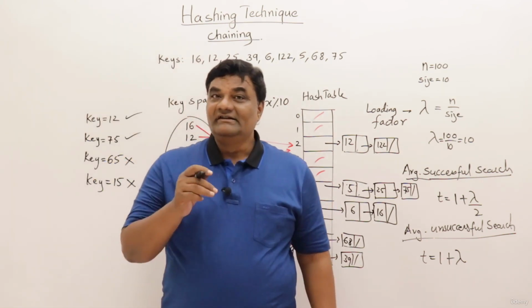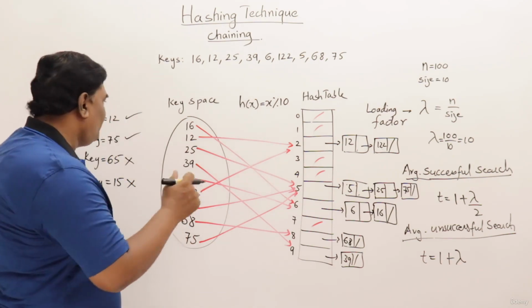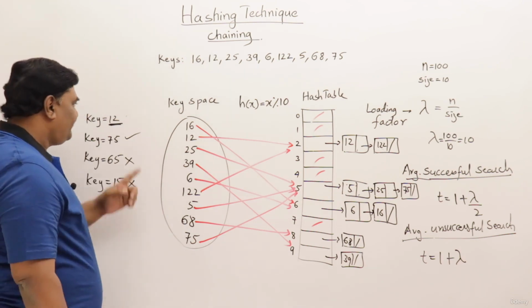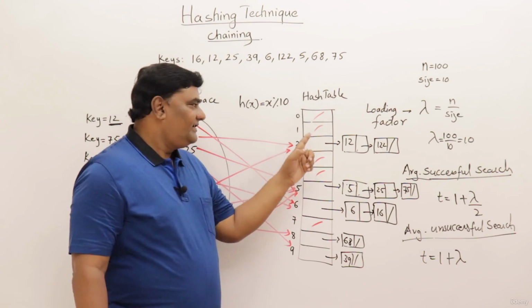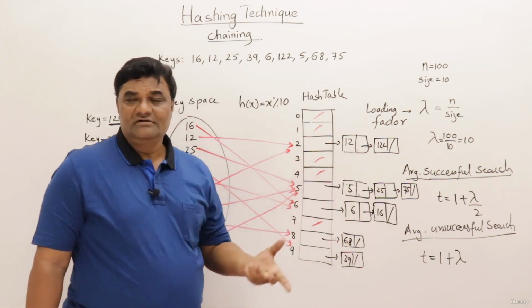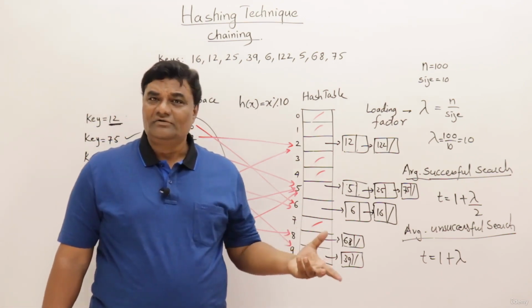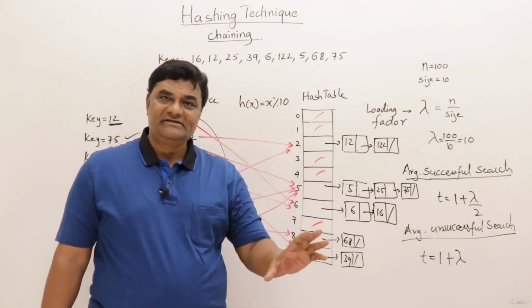Now the last thing is delete. Let us see how to delete any key. Suppose I want to delete a key 12. So for deleting 12, use the hash function. It gives index 2, go to index 2, search in this chain. If it is found, delete the node. Simply, it is just like deleting a node from a linked list. So the procedure is simple.